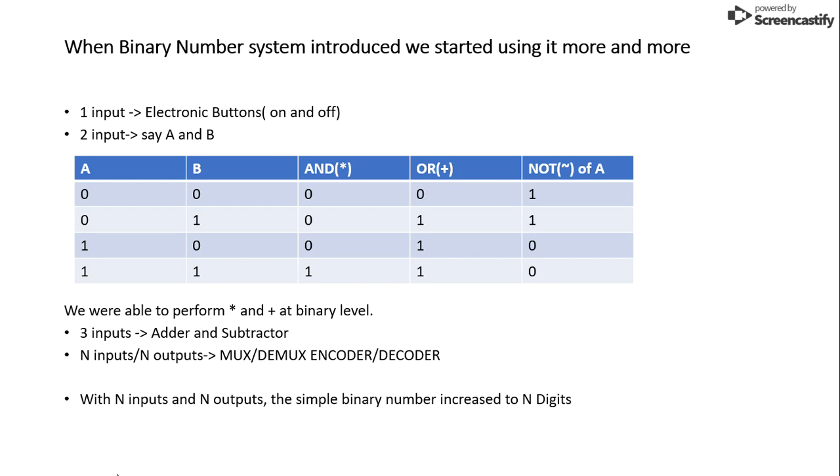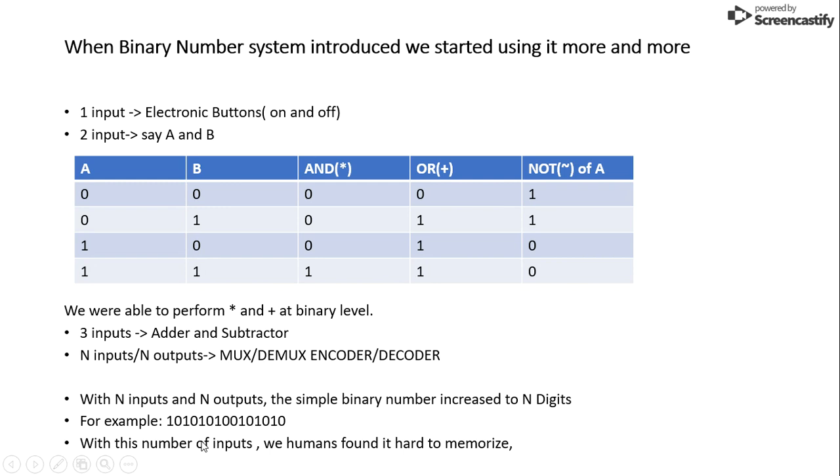With n inputs and n outputs, the binary number, which was simply 0 and 1, increased to n digits. For example, this 101010. This number system is quite heavy, and we humans find it hard to remember. We find it very hard to remember a 10-digit phone number, so it was very difficult for us to remember this binary number system. Because of this, a problem arises.